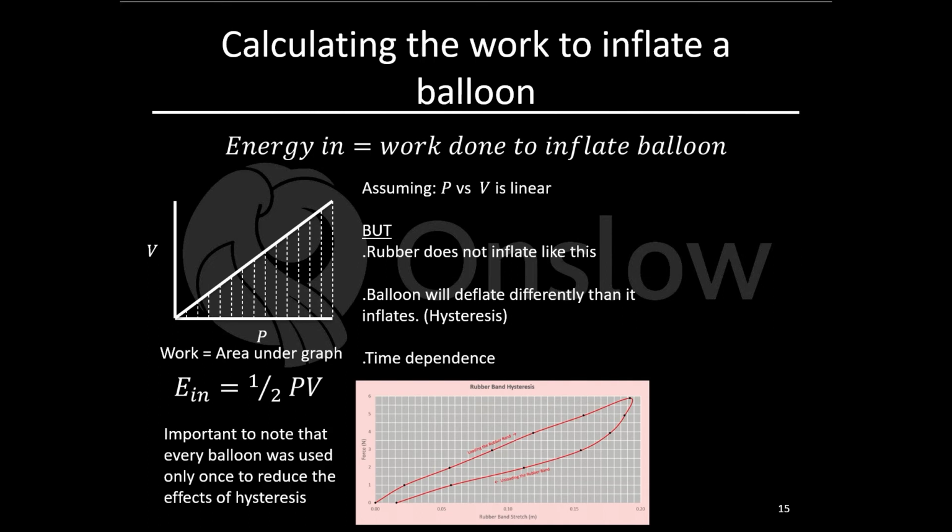So we have energy input equals 1/2 of pressure times volume. That's what we used. It's important to note that we only used every balloon once, just to reduce the effects of hysteresis. And next to this we can see a graph of what hysteresis may look like.